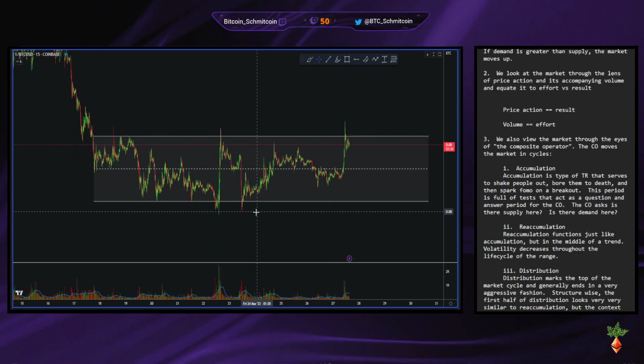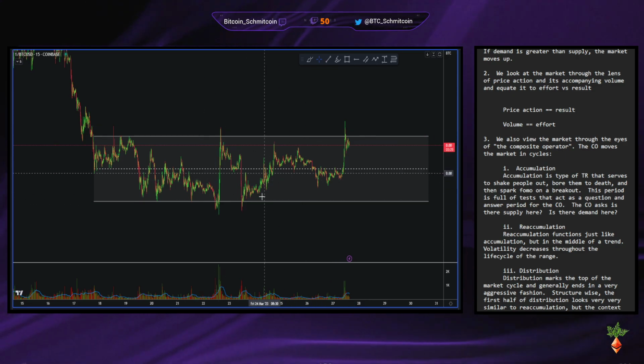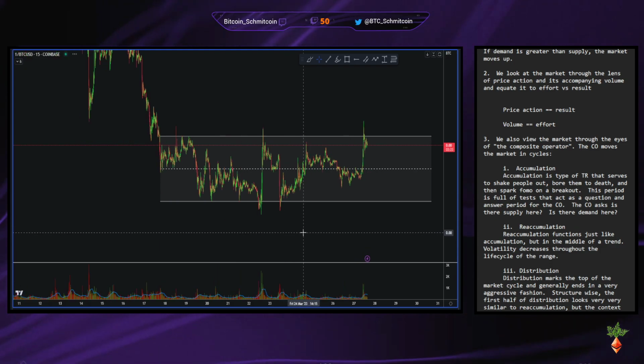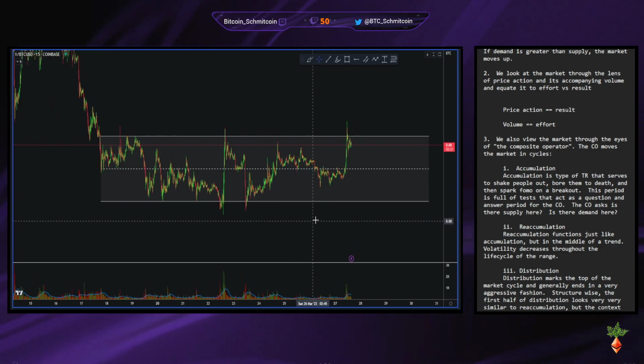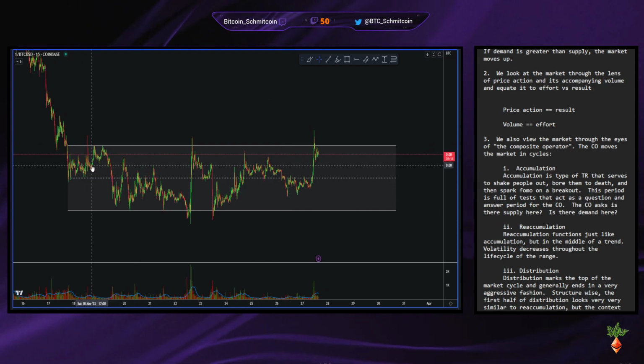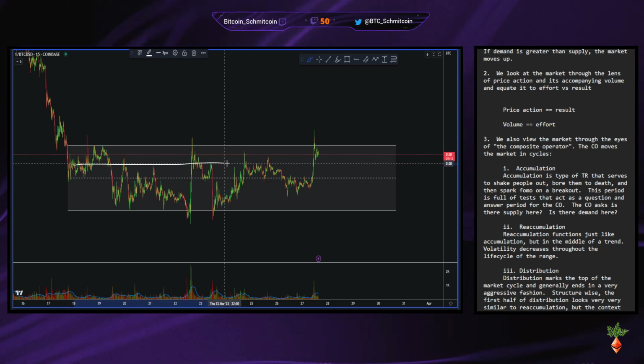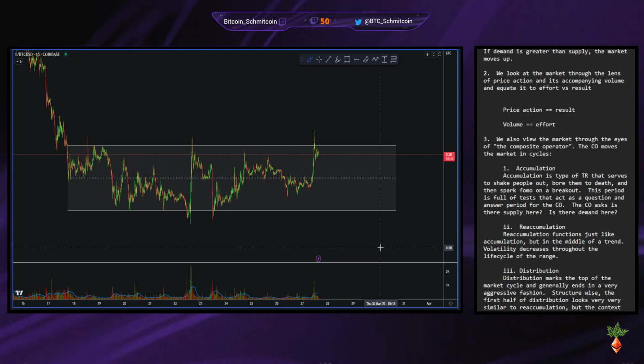The only difference is that the volatility isn't smooth, right? So it's not as simple as just flipping distribution upside down and it's accumulation. At a high level it is, but the volatility tells a very different story. But the really important thing is that we've flipped this level here.